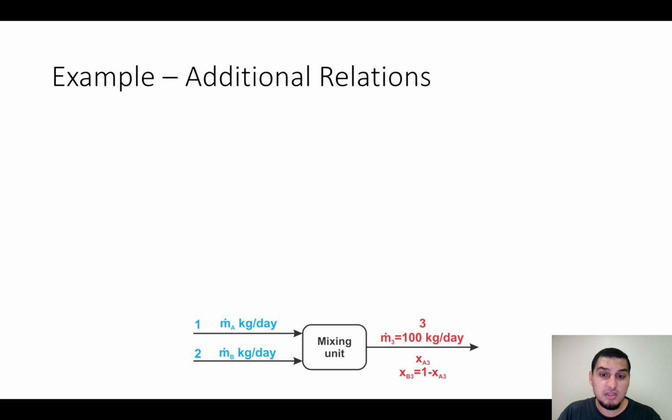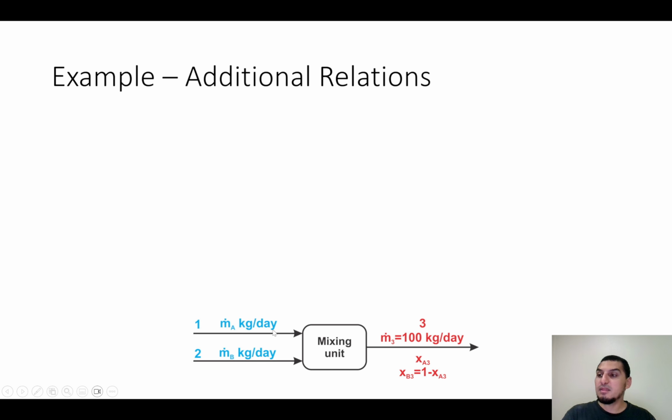start the solution. But if you look at the number of equations that we can write, we have two independent equations, one for A and one for B, and the total. But we have 3 variables: 1 composition and 2 flow rates. So the number of equations that we have is not enough.